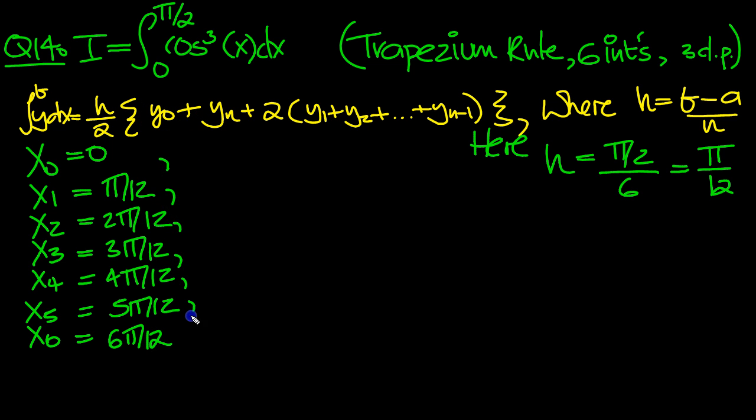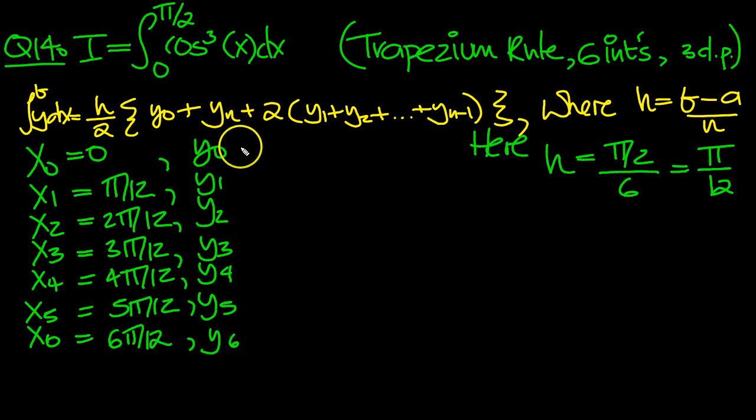Now we need the y ordinates. Here they are here. So y naught is when you put naught in. Cos naught is 1. 1 cubed is 1. And then when you put pi over 2 in, that's another easy value. Cos pi over 2 is 0. 0 cubed is still 0. So that's good.